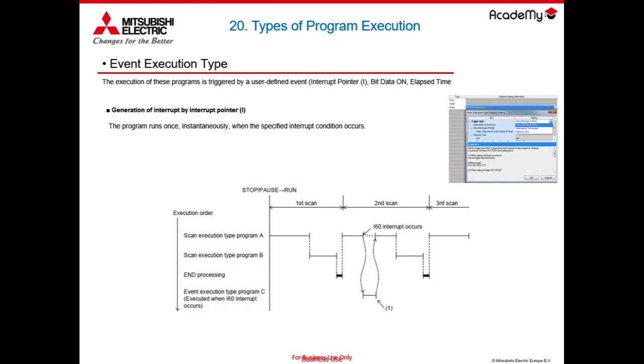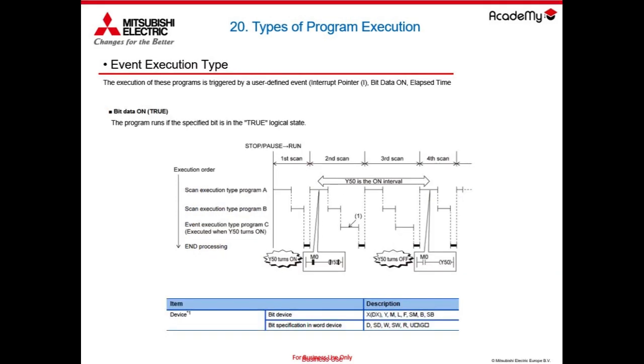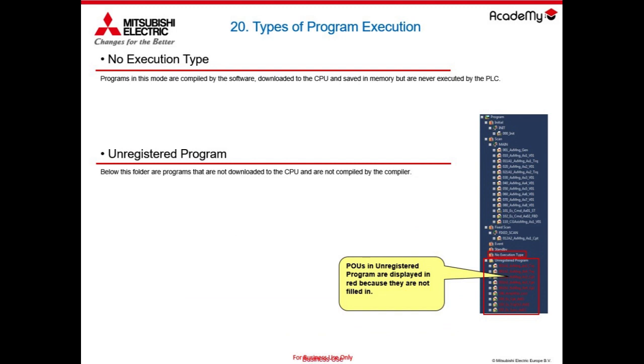Event programs can also be created where the event is defined by the user. If we see event execution type on bit, the program is executed if the bit is true, respecting obviously the execution order. In this mode, the programs are compiled by the software and downloaded to the CPU and saved in the memory, but are never run by the PLC.